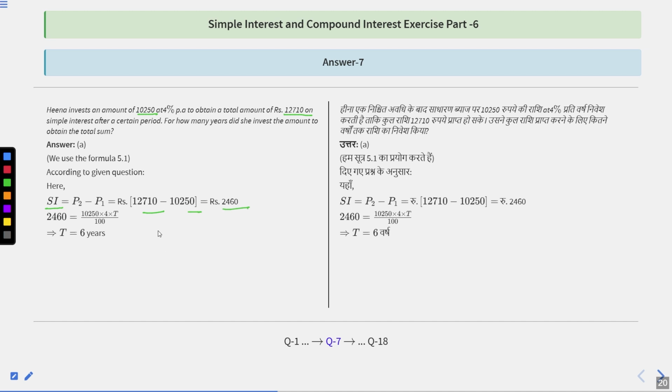Now the question says that if simple interest is this, then in how many years? The rate of interest is 4%. So 10,250 multiplying by 4 multiplying by t upon 100. So we get the value of t, which is 6 years. A is the correct answer. Next one.